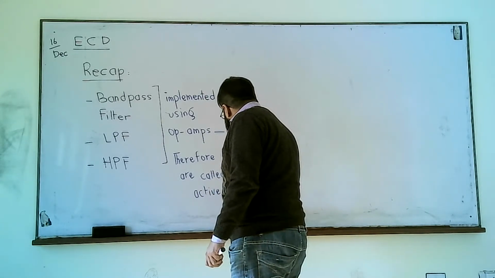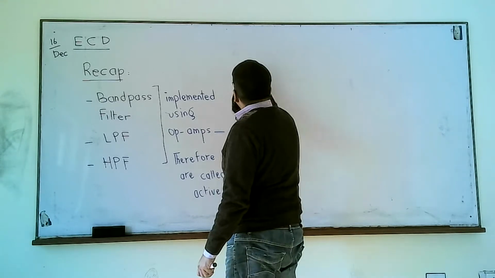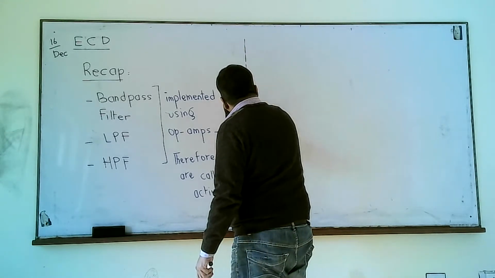If there is only an RC network, then it's a passive filter.